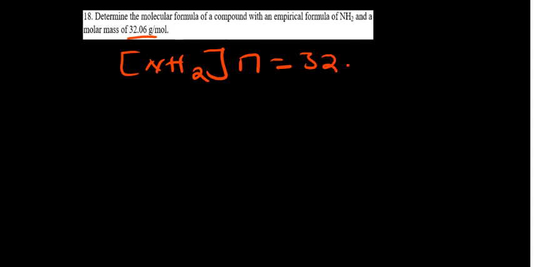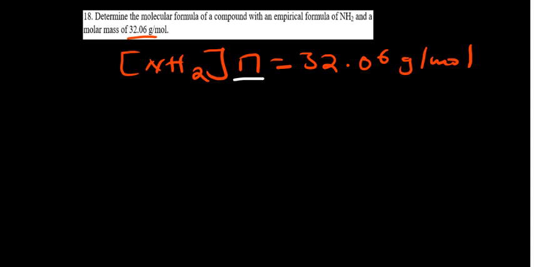32.06 grams per mole. Okay. So now, what we need to understand is that the moment you find the value of N, you multiply it by the empirical formula, then you'll be able to get your molecular formula, because the molecular formula shows the exact number of atoms. So the ratio should not change.